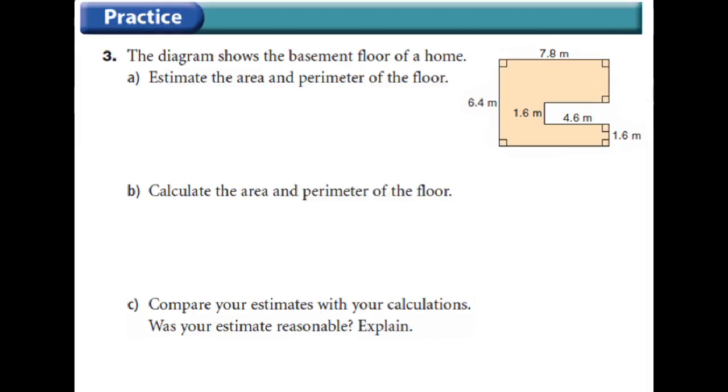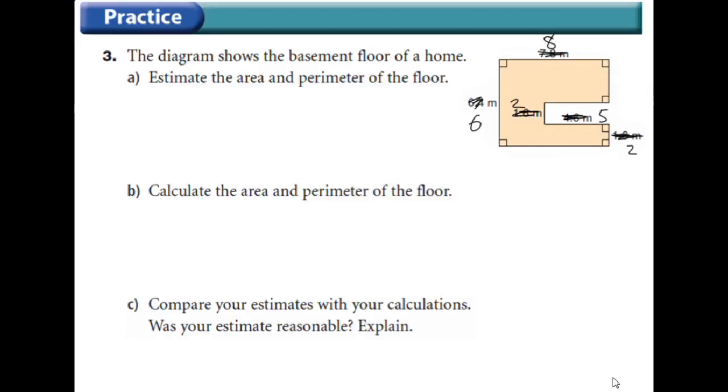Let's look at number 3. The diagram shows the basement floor of a home. Estimate the area and perimeter of the floor. We're going to skip the, well, I guess, let's go ahead and estimate. When I estimate, I'm going to turn that into an 8. This is going to turn into a 6. I'm going to round down. I'll round these 2 sides up to 2. And I guess we'll put that at a 5.